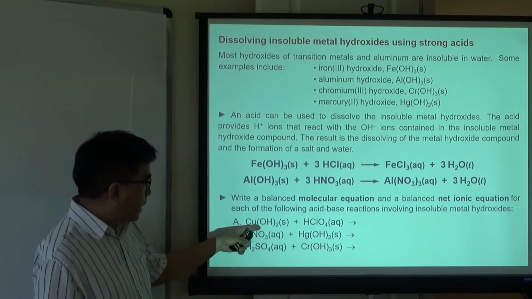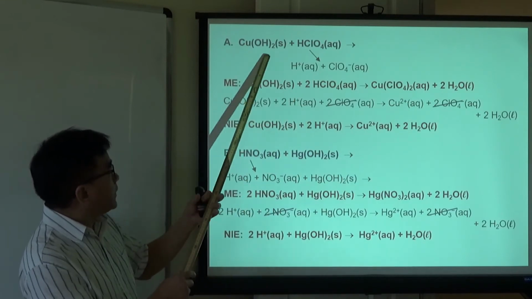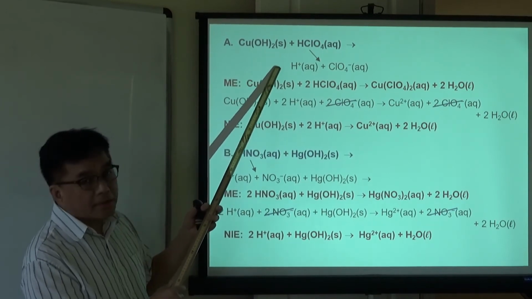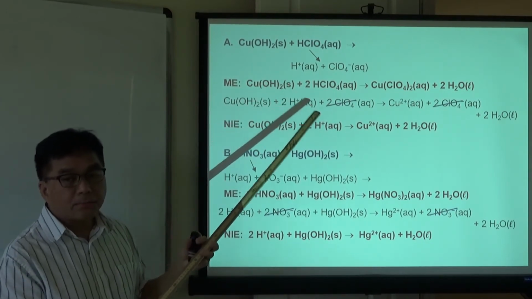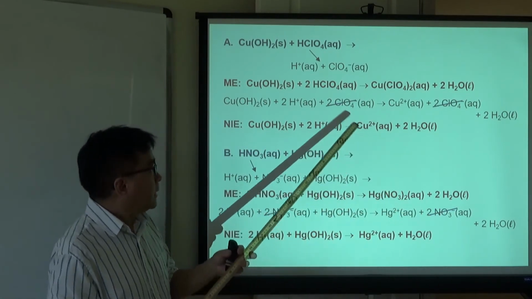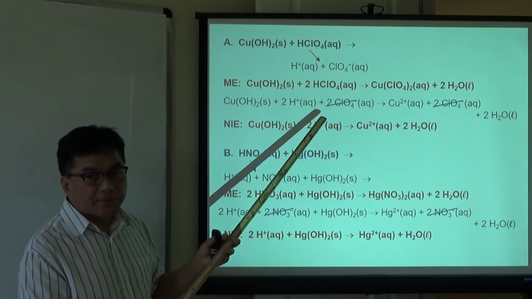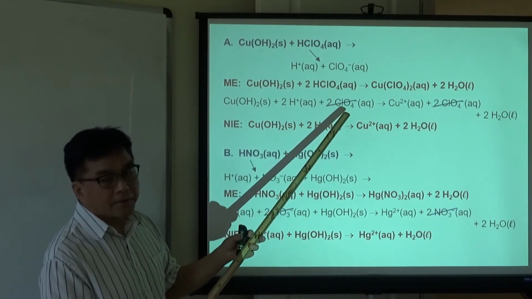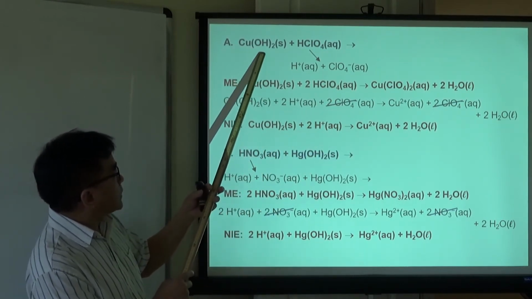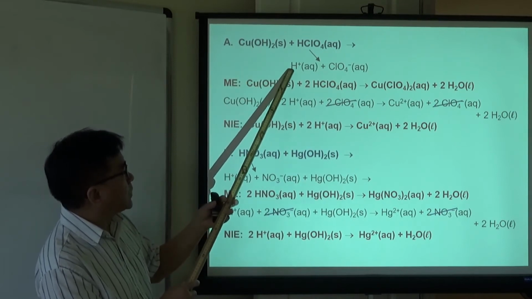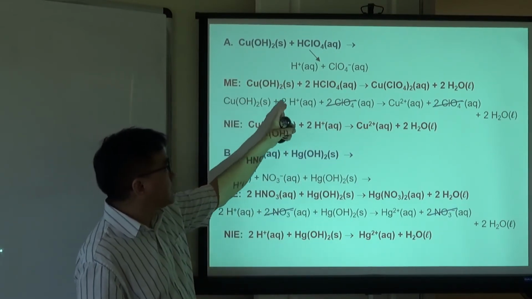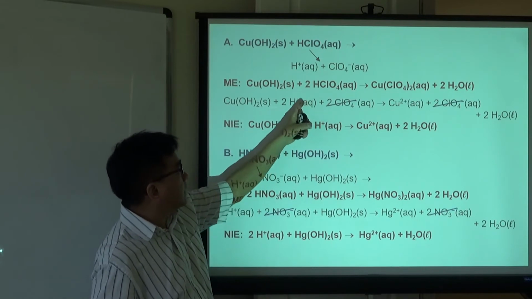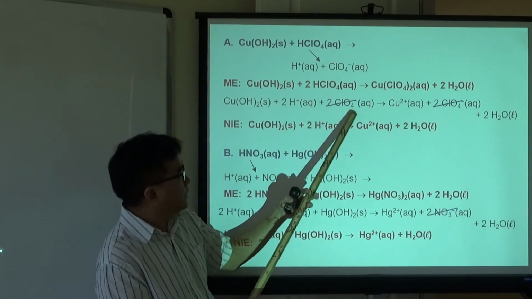Okay, so the first one is copper hydroxide and perchloric acid. It's right here. Now this is a solid, and a solid doesn't dissociate in solution, it doesn't break down, so you cannot break it out into ions. Perchloric acid is a strong acid, so it dissociates 100%, so you can break it out into hydrogen ions and perchlorate ions. Now you notice that the copper hydroxide has 2 hydroxide ions, so you need 2 hydrogen ions. Therefore in the molecular equation you need to put a 2 right here, in order to produce 2 hydrogen ions, which react with the 2 hydroxides to form 2 water.